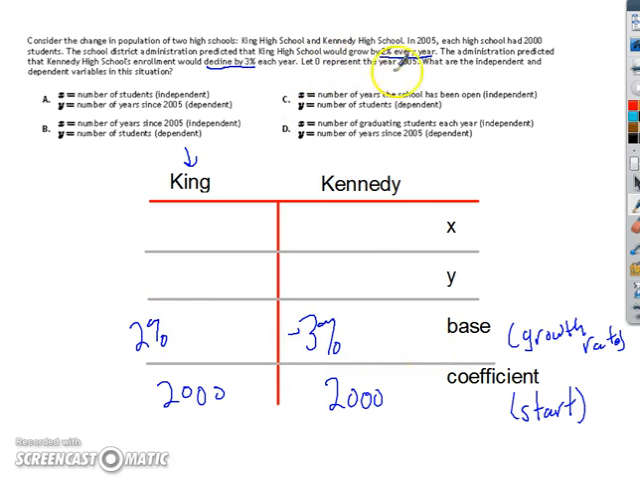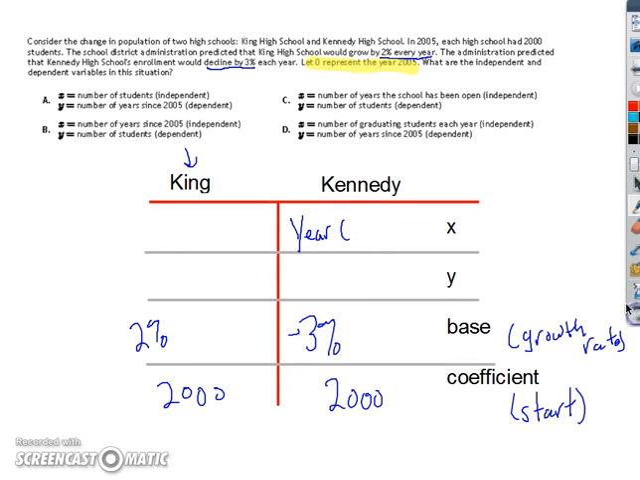We're going to need to talk about what the base is going to be for those two situations. Then it says, let 0 represent the year 2005. So I'm going to highlight that. It looks like one of my variables. So 0 is the year 2005, and x here is going to be the year. Let me actually, I don't have room to write out what I mean. So 2005 equals 0, and that's true for both of these.